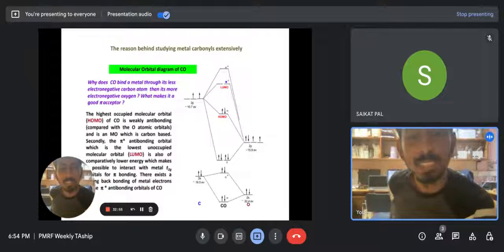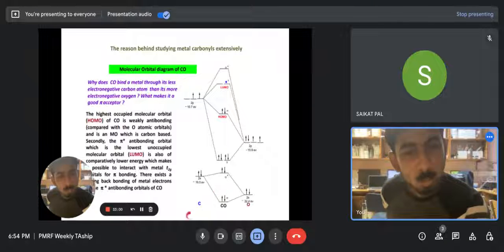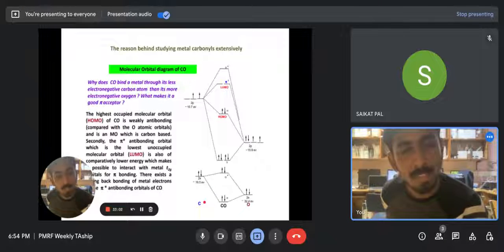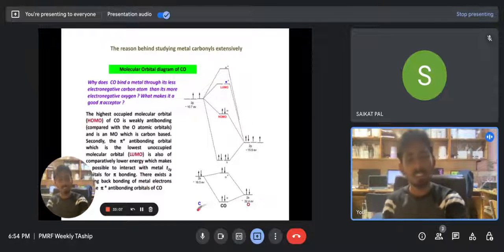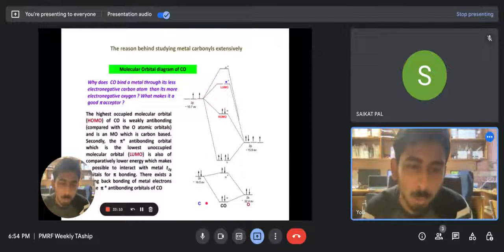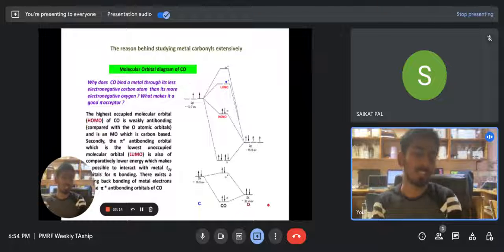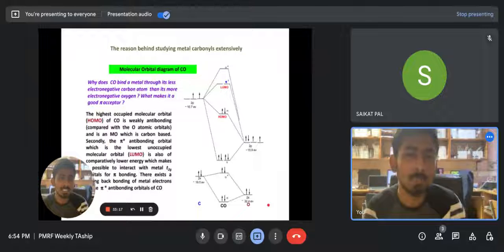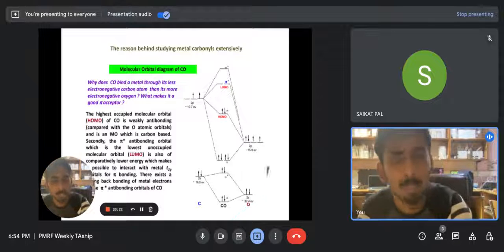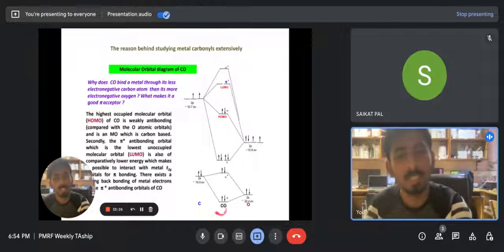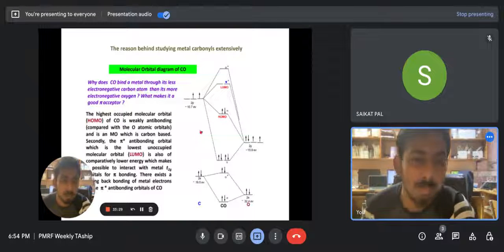The main question is why CO, having these two kinds of atoms, carbon that is more electropositive and oxygen that is more electronegative, binds this way. Carbon's electronegativity lies in the range 2.5 to 2.8, while oxygen has a high electronegativity of 3.5 on the Pauling scale. So why does the more electronegative oxygen atom not bind to the metal center, but the less electronegative carbon center does? This is the question we have to discuss.